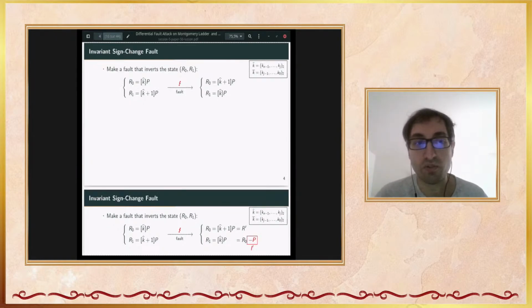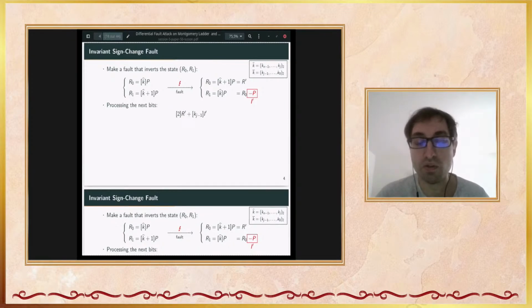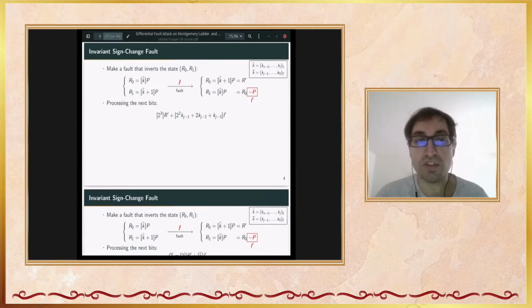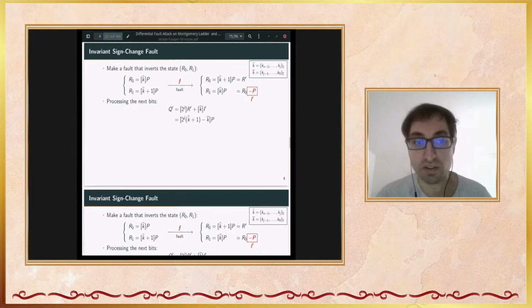The idea of the fault attack is to suppose that an attacker is able to swap the points R0 and R1 somewhere in the middle of the execution of the algorithm. Then the difference between R0 and R1 will not be the point P anymore, but the point minus P. From this moment on, the scalar multiplication will use this new invariant. So when we process the next bit, the point R0 is multiplied by 2, then we add the new bit times the new invariant, and so on with the next bit, until all the least significant bits are processed.